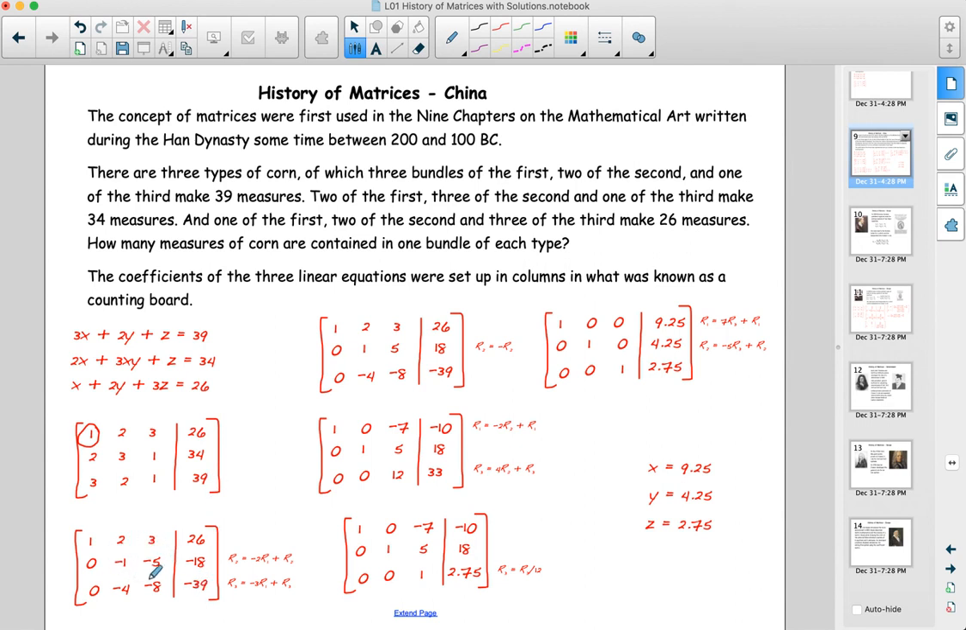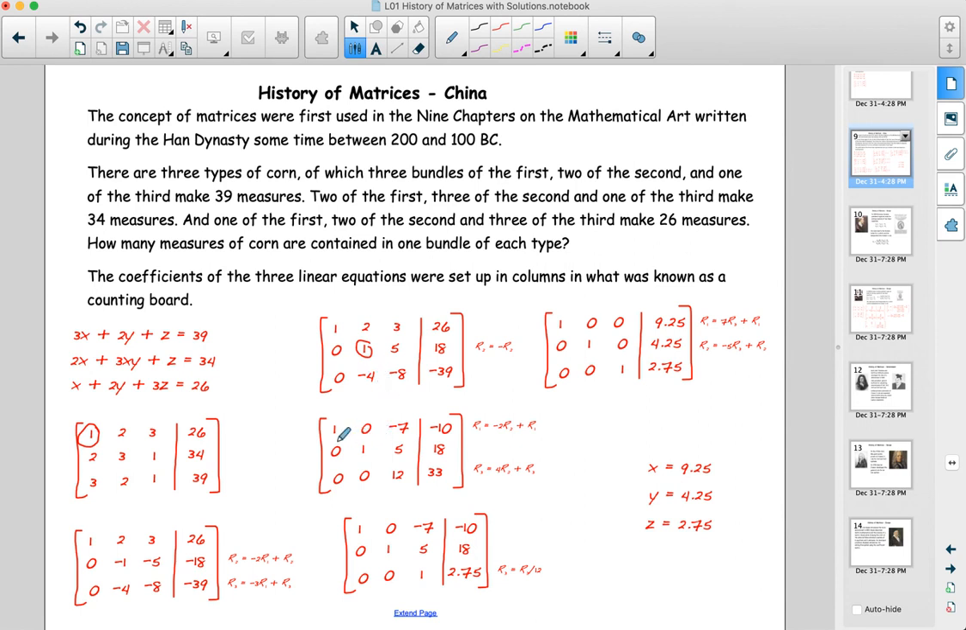And now we want this one here to be our next pivot. I do not like my pivots to be negative. So what I'm going to do over here is create a new row 2 by multiplying the old row 2 by -1. So I will get 0, +1, +5, +18. That's how we got to there. And now I'm going to use this as a pivot to zero out these two components here. So for row 1, it will be -2 times row 2 plus row 1. And for row 3, it will be +4 times row 2 plus row 3.